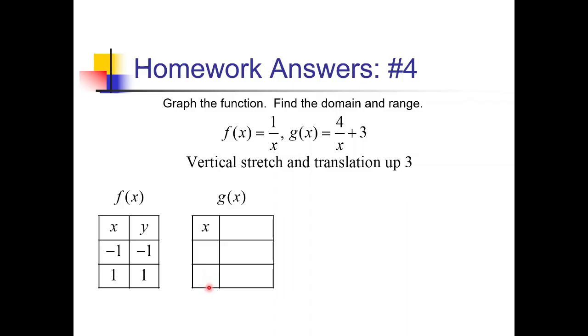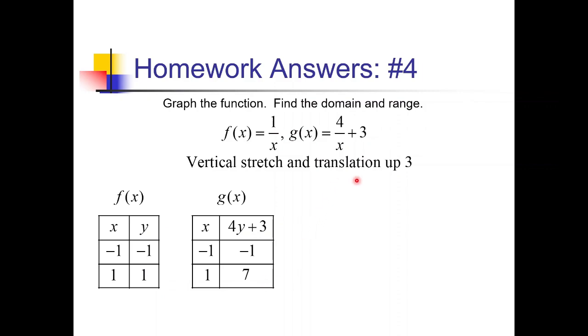Nothing changes there. For the y values, however, the stretch and the translation, well, the stretch comes first, so I have to do 4 times the y values, then I have to add 3. So 4y plus 3. For my x's, I've still got -1 and 1. For the y's now, we have 4 times -1 is -4, plus 3 is -1. And then 4 times 1 is 4, plus 3 gives us 7.